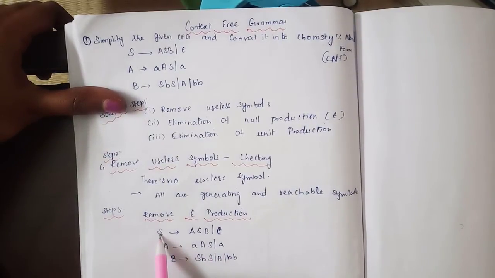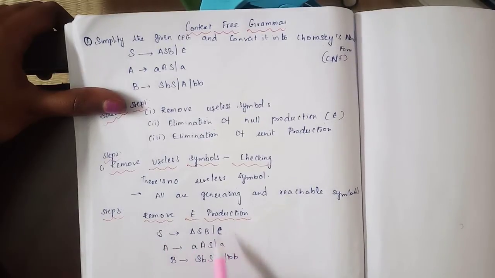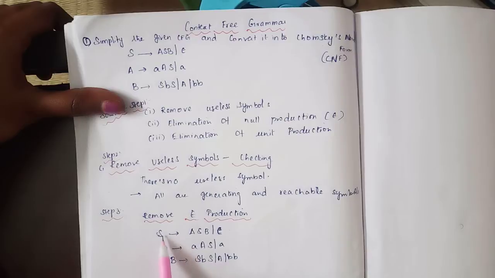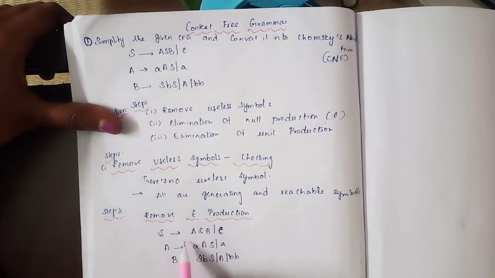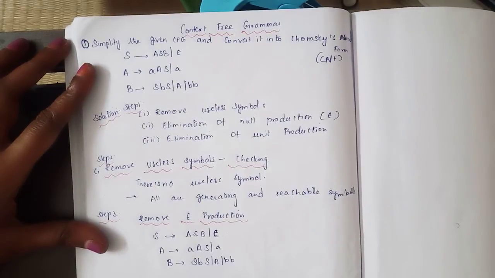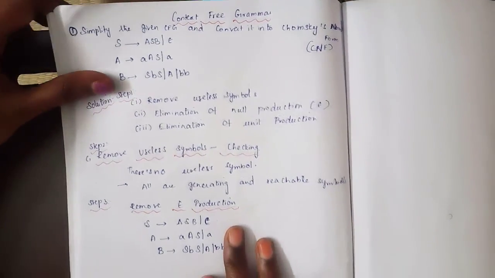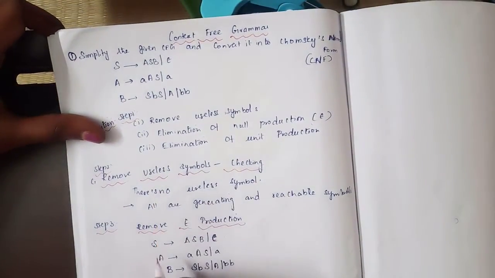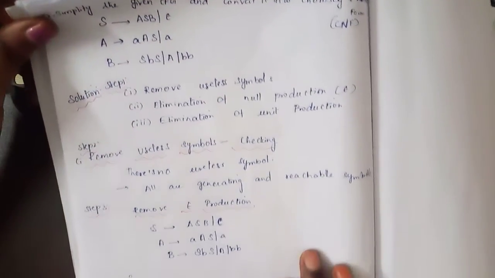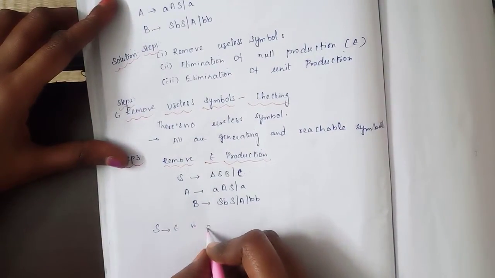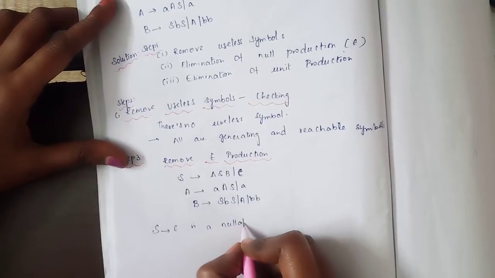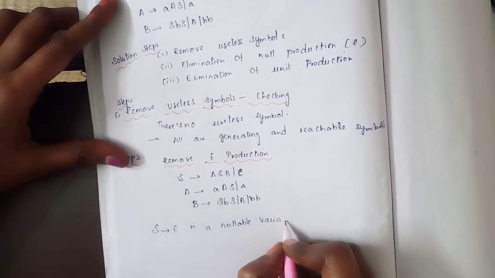So here S tends to epsilon. So S is a nullable variable. Why? Because S contains an epsilon production, that's why it is a nullable variable. So when we substitute this epsilon into a particular string, we have to eliminate this nullable production, right?